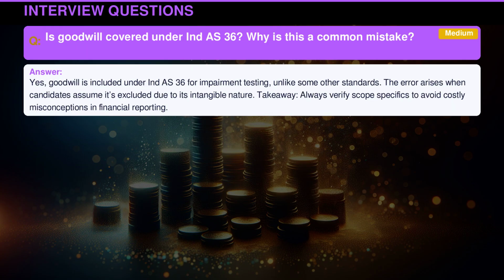Yes, goodwill is included under Indian Accounting Standard 36 for impairment testing, unlike some other standards. The error arises when candidates assume it's excluded due to its intangible nature. Takeaway: always verify scope specifics to avoid costly misconceptions in financial reporting.